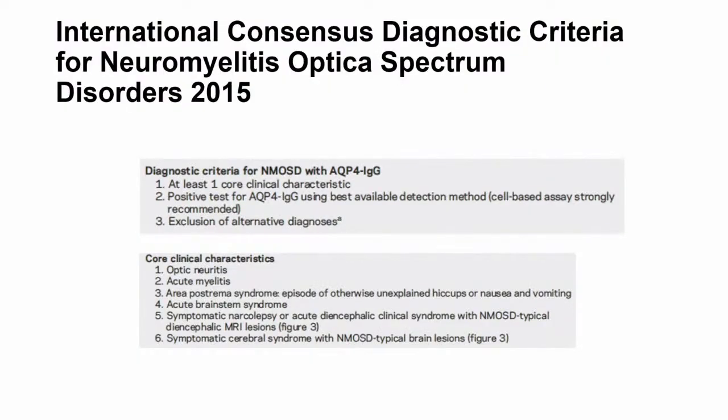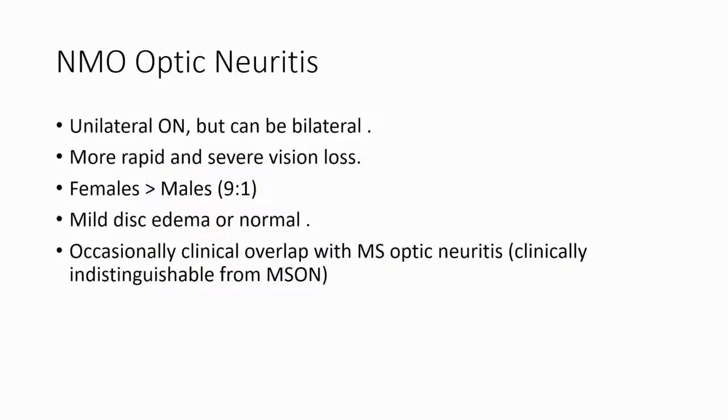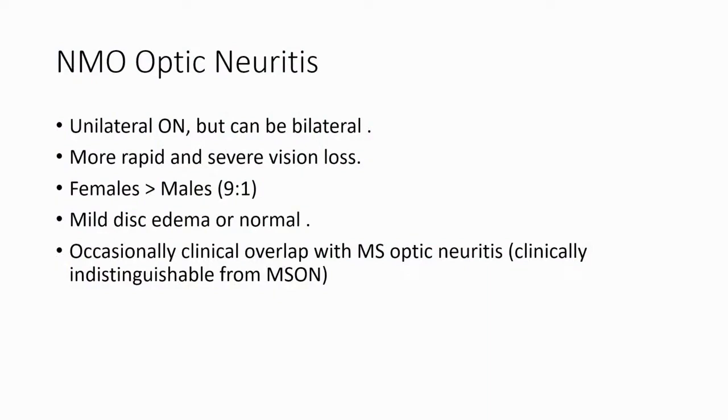And we now have criteria to diagnose neuromyelitis optica spectrum disorder. So basically you need at least one core characteristic, one of which is optic neuritis, and you need to have a positive test for the aquaporin-4 immunoglobulin using a cell-based assay. So NMO optic neuritis is usually unilateral, can be bilateral, however, and it tends to cause more severe and rapid loss of vision. Females are more affected. You don't tend to see disc edema in these patients.